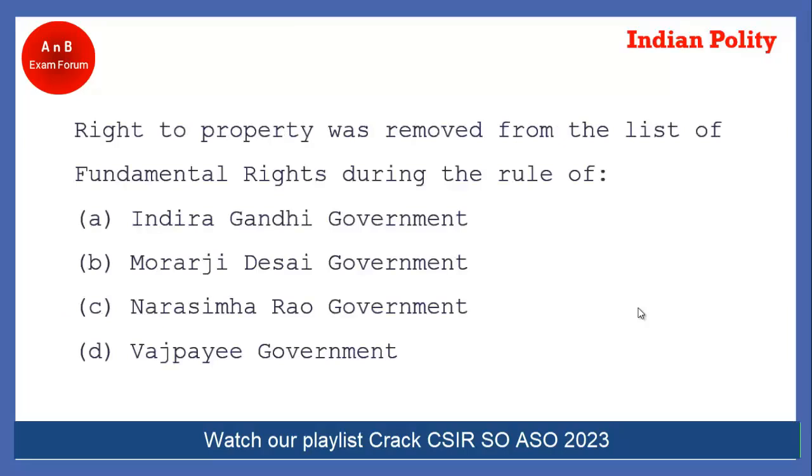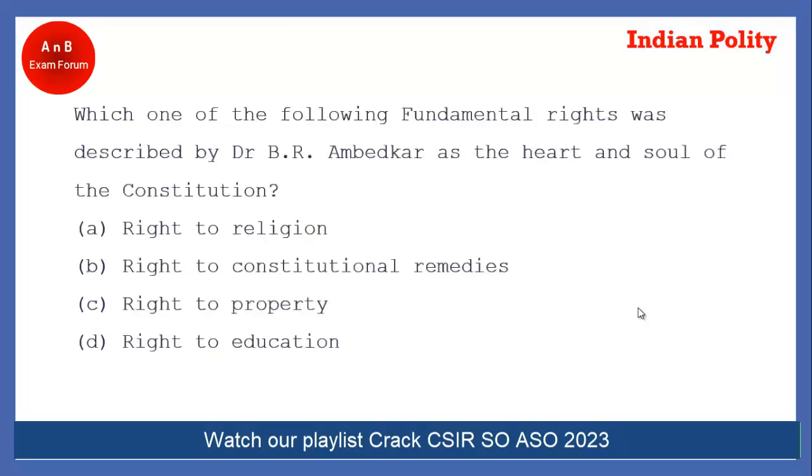The right to property was removed from the list of fundamental rights during the rule of which government? I will tell you, in 1978 this right to property was removed. It was removed under the 44th Amendment, and at that time the Morarji Desai government was in power. So option B is the correct answer.